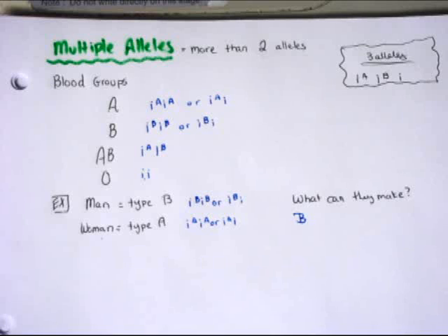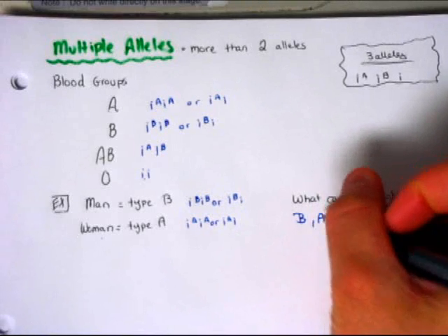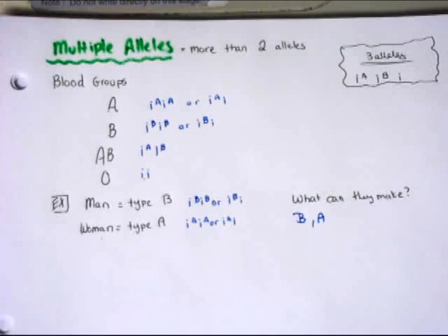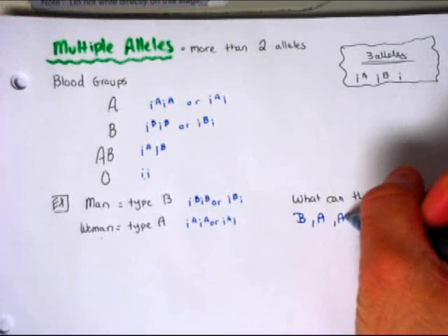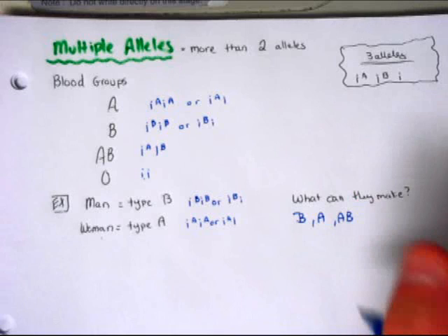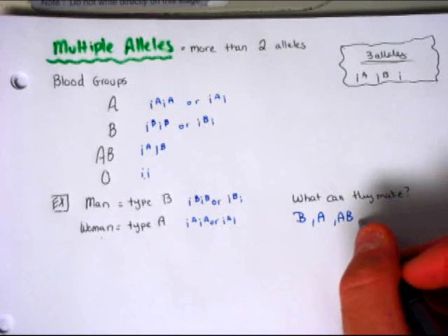To reverse that, is it possible for the child to be A blood? That would be if he had the I allele to give and she gave one of her A's, which she's likely to give. Could they have a child with AB blood? That actually probably is the most likely event out of everything, if you just look at the combination of stuff that you have.